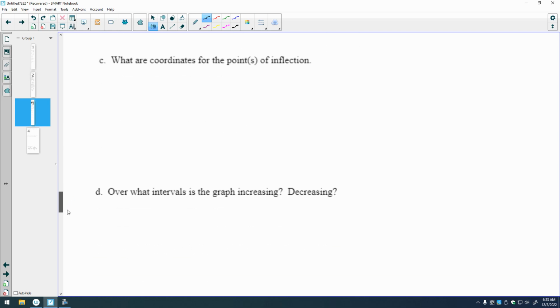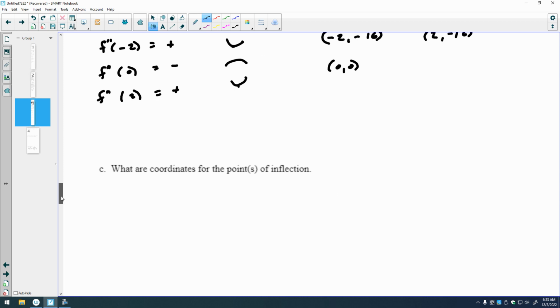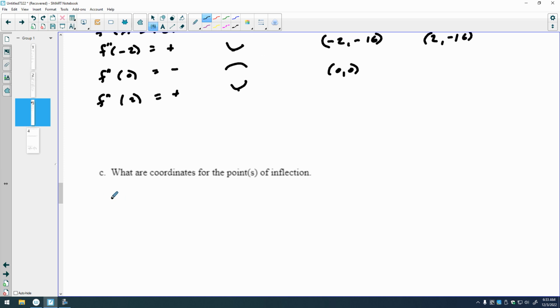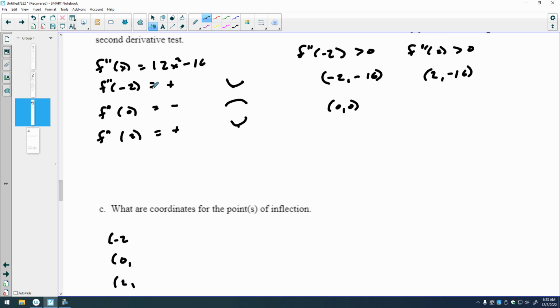All right, points of inflection, where my second derivative is 0. So my possible points of inflection are at -2, 0, and 2. Those are my possible points of inflection. So now I look back at my second derivative. At -2, it's positive. But now I got to check on the left-hand side and the right-hand side of it.